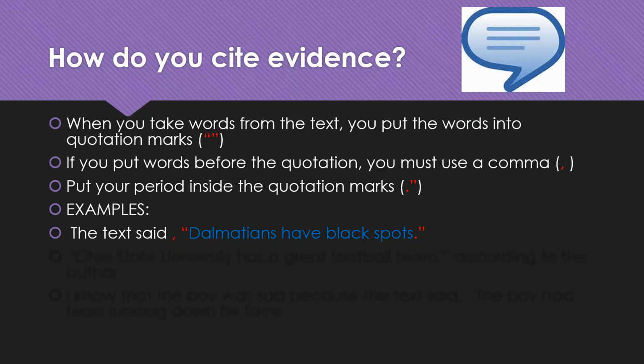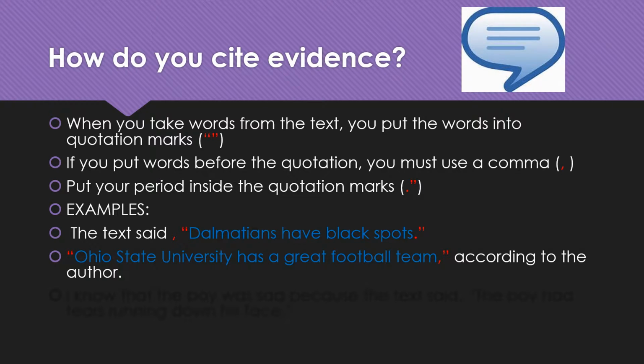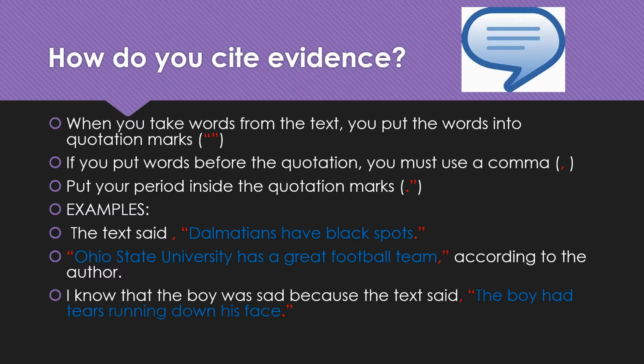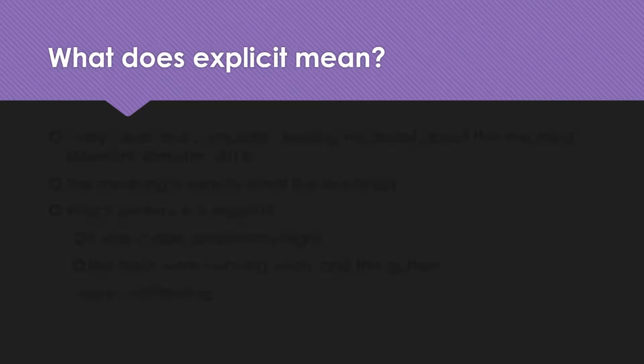The text said, "Dalmatians have black spots." "Ohio State University has a great football team," according to the author. I know that the boy was sad because the text said, "The boy had tears running down his face." It's as simple as that.